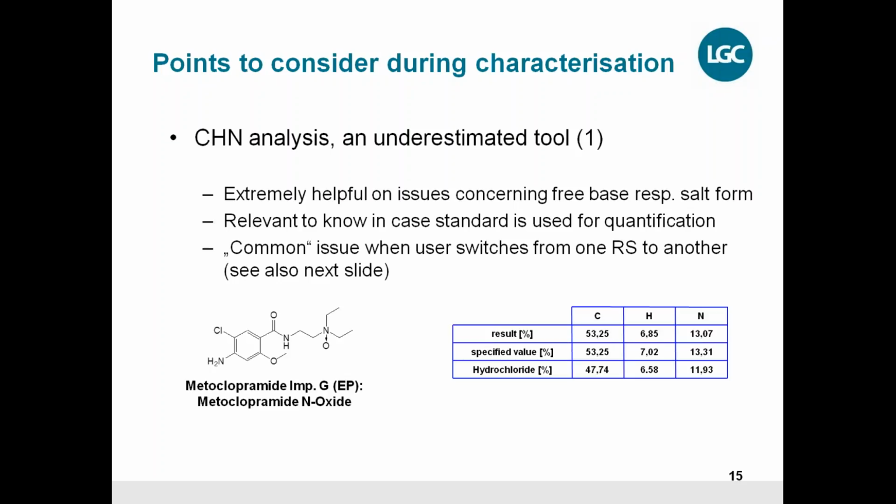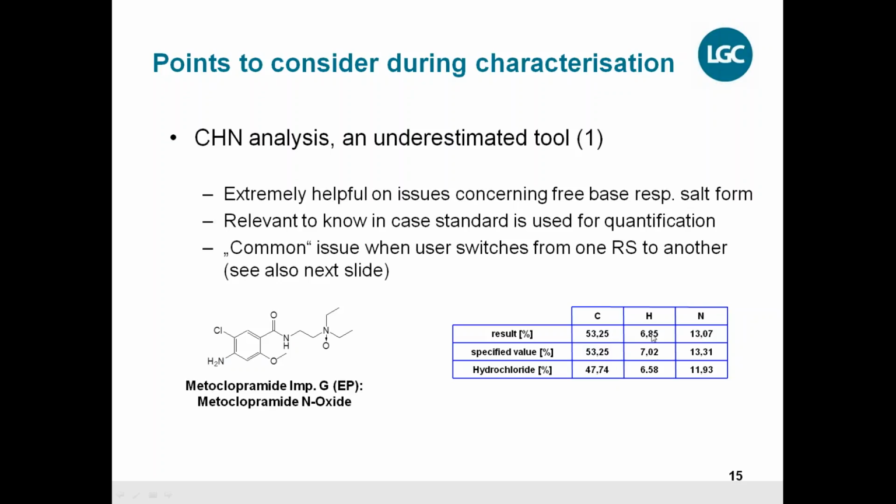But here is also one example. You see here the metachlorpyramide N-oxide material. We had once a complaint from a customer that his two batches did not match each other on the infrared spectroscopy, and we could show the customer at that point that he was using the hydrochloride for a long time without knowing, and using it quantitatively, assuming he had the free base, whereas we were providing the free base really.